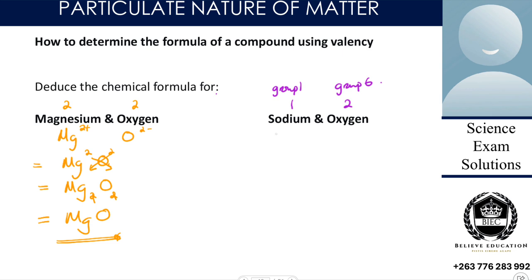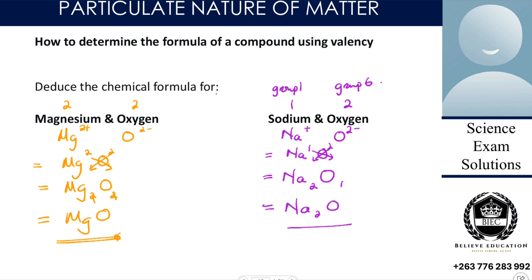So we have sodium, it's what, Na plus, then oxygen it's O 2 minus, then we then have what, Na 1, O 2, then we cross, then we get Na2 O1, which is the same as what, Na2O. So our answer is Na2O. So that's how you generate the formulas, that's how you do it.